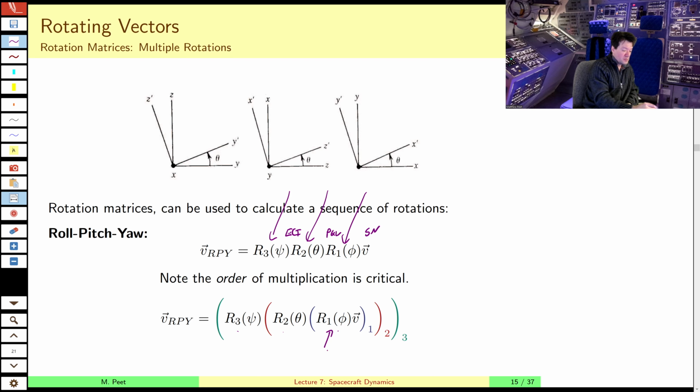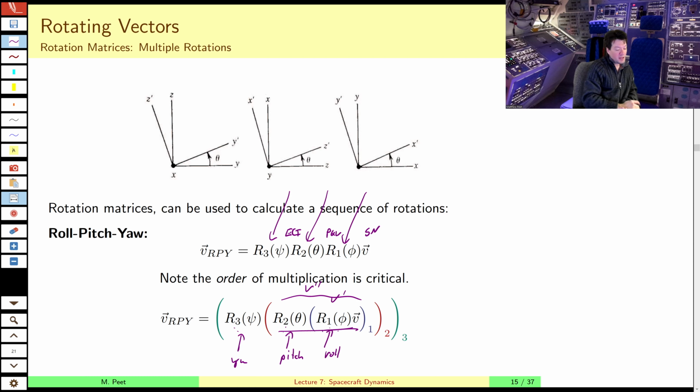So if we're doing a roll, then a pitch, then a yaw, we first multiply the roll times the vector, then we multiply the pitch times that new vector, and then we multiply the yaw times that new vector, which is v prime prime. And so the order at which these rotation matrices get multiplied is the reverse of the order in which the rotations occur. So the roll occurred first, then the pitch, then the yaw. So the order here is reversed.